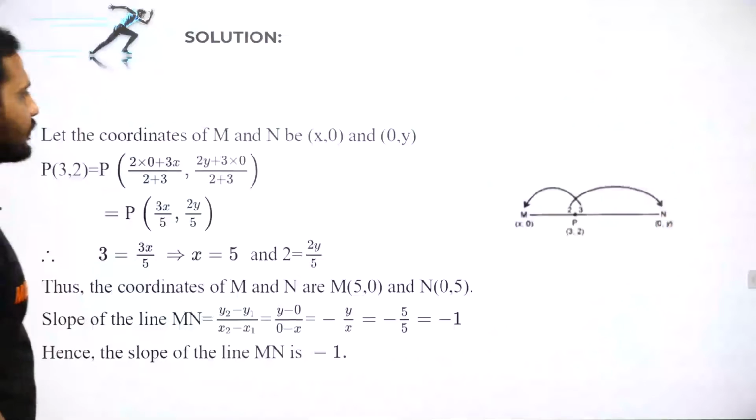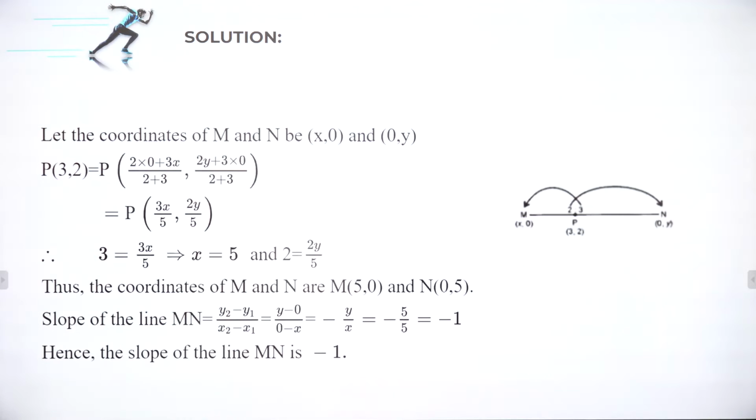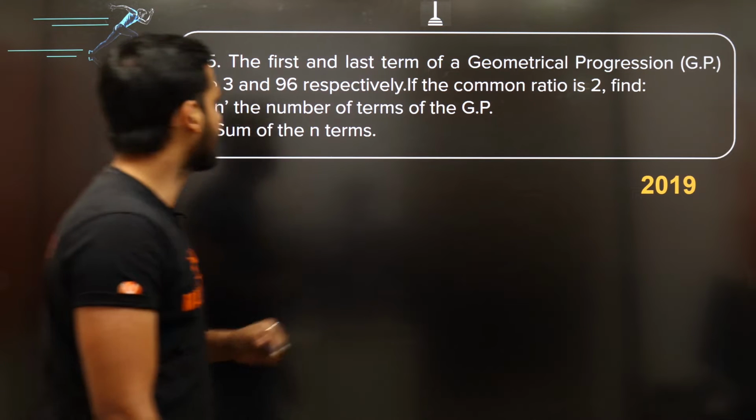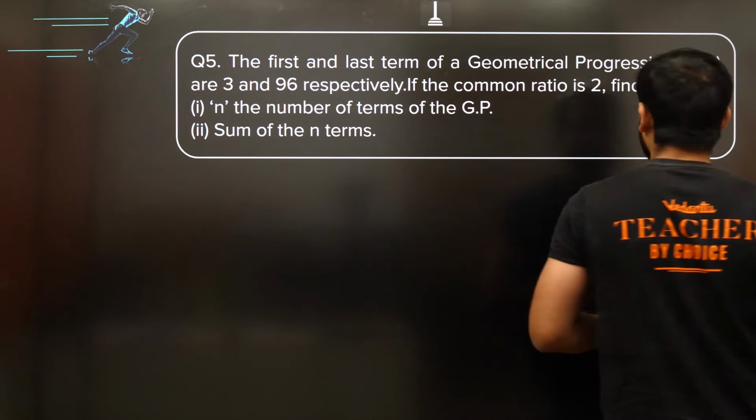Okay, so this is how this question can be solved. As you can see, the slope is minus 1 and the points are (5, 0) and (0, 5). Let's move to the next question. The next question we have is this.